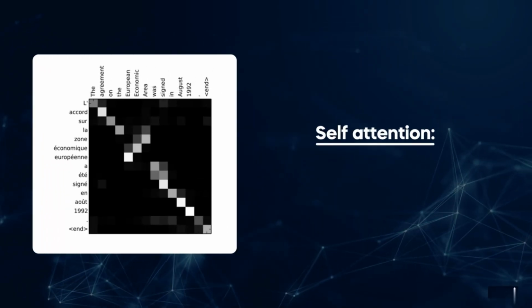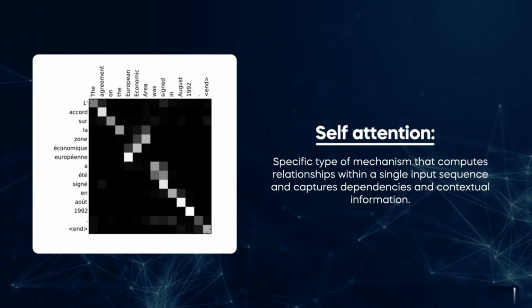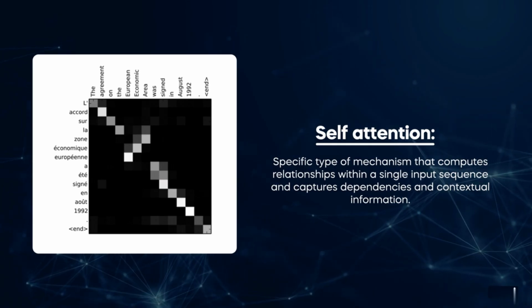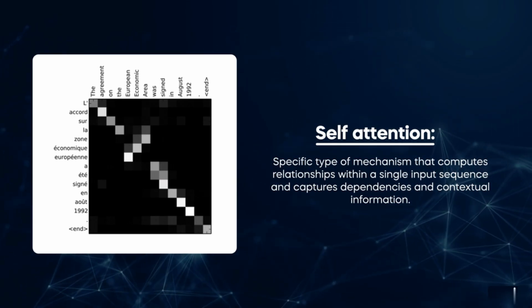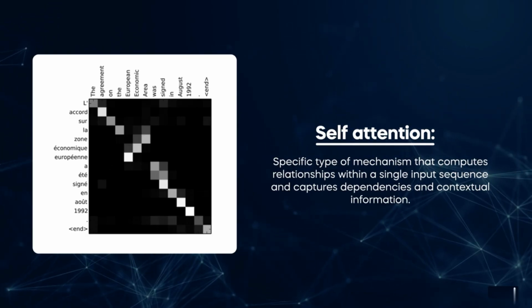This chart is from the 2017 paper, and it shows which words are being paid attention to during translation. You can see that it's not a simple one-to-one relationship. Relevant tokens are being paid attention to at each point to ensure the correct translation. When dealing with transformers, you'll also hear the phrase self-attention. Self-attention is a term for a specific type of attention mechanism that computes relationships within a single input sequence, allowing the model to capture contextual information and dependencies between input elements effectively.